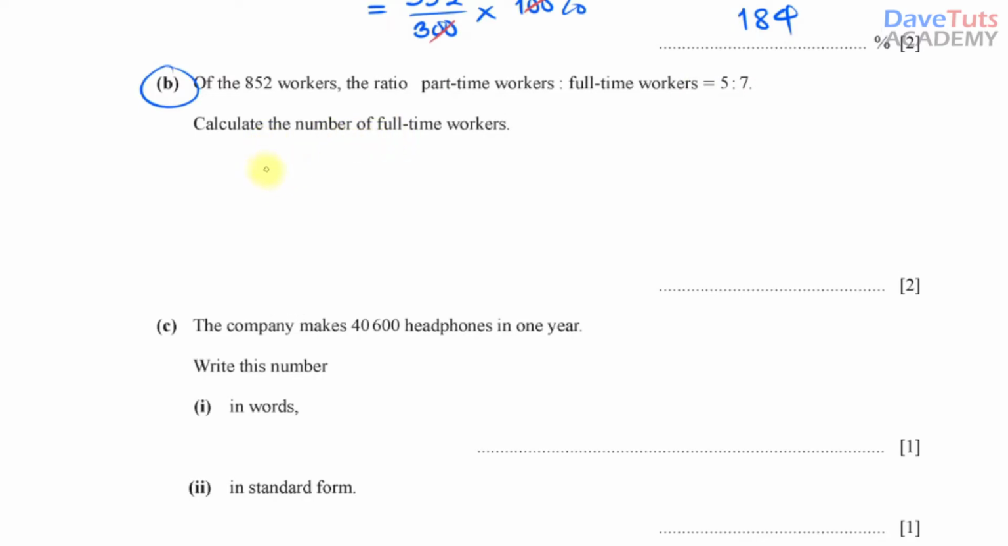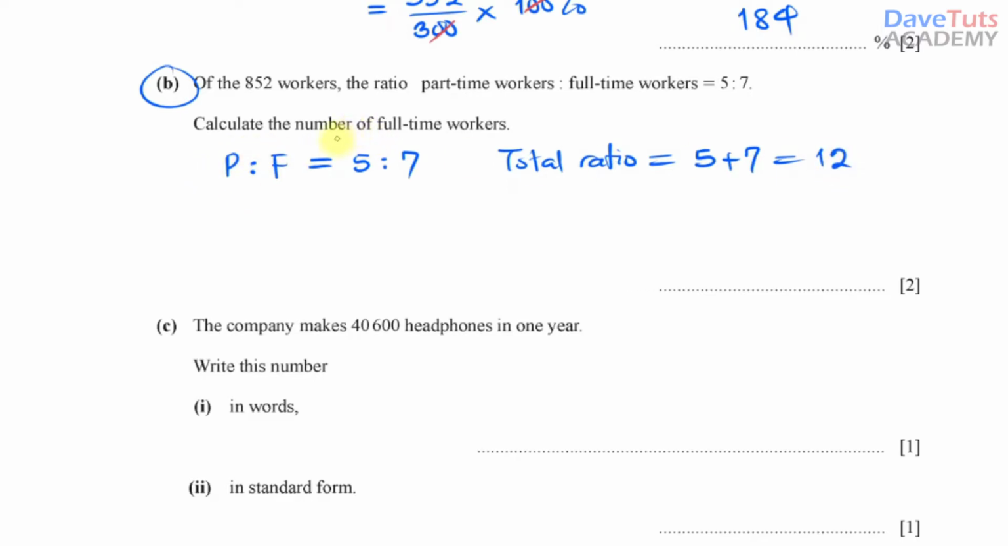So again, what we have here is a total of 852 workers, and the ratio of part-time workers to full-time workers is 5:7. If the ratio of these two sets is 5:7, we can say the total ratio is the sum of 5 and 7. So that is 5 plus 7, which is 12.